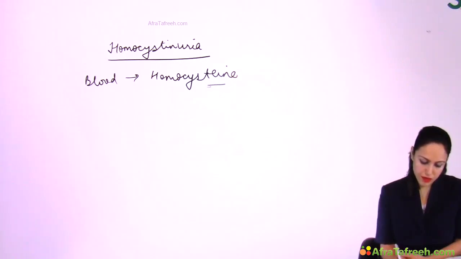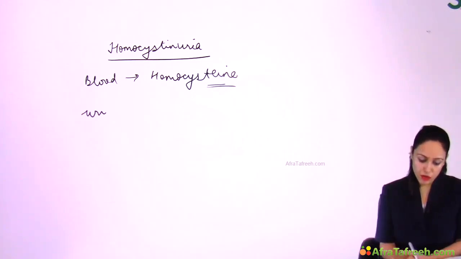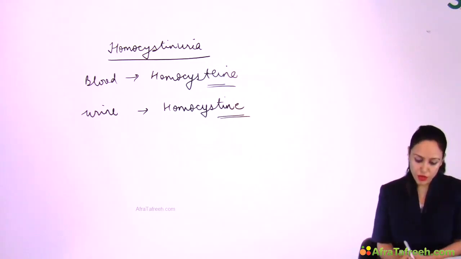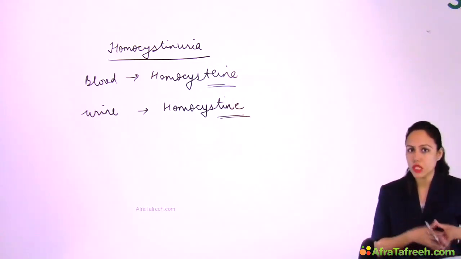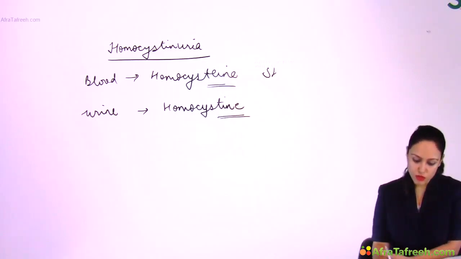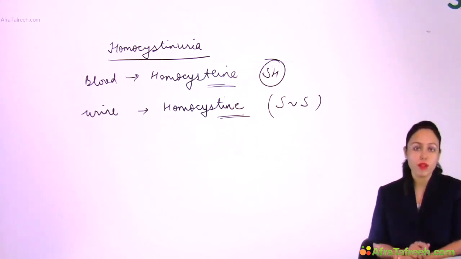Look here, I have written cysteine, but in urine which compound is coming is homocysteine. Homocysteine is coming in urine. Now I have written cysteine. You know that, like, two molecules of cysteine join to make cystine. Similarly, two molecules of homocysteine, which is having sulfhydryl group, will join to make homocystine, which is having disulfide bond in it. So that is homocystinuria actually.